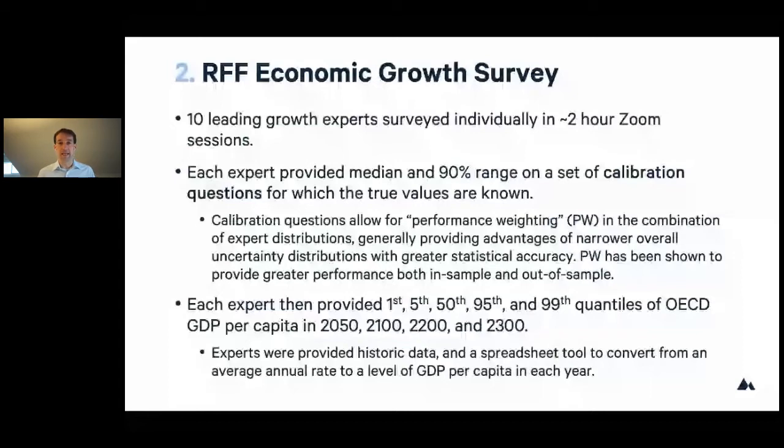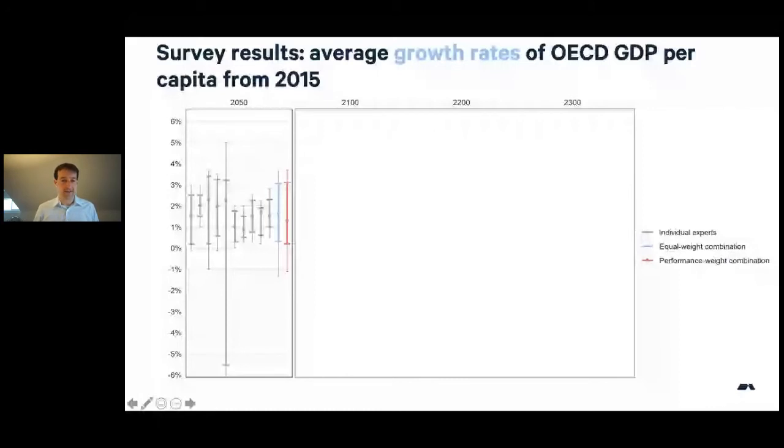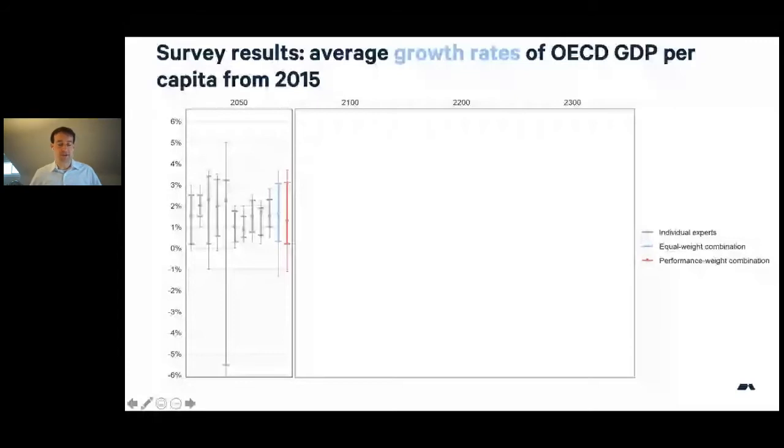After the calibration step, each expert was asked to provide their 1st, 5th, 50th, 95th, and 99th quantiles of OECD GDP per capita for a set of years all the way out to the year 2300. To give you a sense of what this looked like from the experts, we show you the survey results over the average growth rates of OECD GDP per capita from 2015 to the year indicated at the top of the graph here. The gray bars each represent an individual expert, whereas the blue and the red represent the equal weight combinations and the performance weighted combinations, respectively. As you look at the gray bars, obviously you see a number of things stand out. One is that there is a fair bit of deviation between where some of the experts are in terms of their extreme uncertainty.